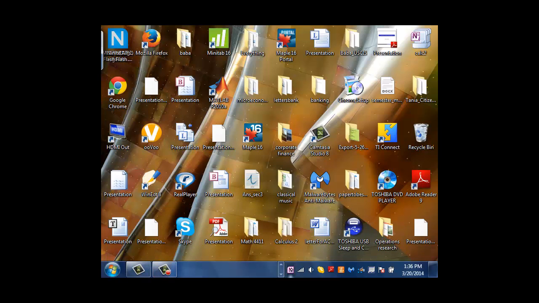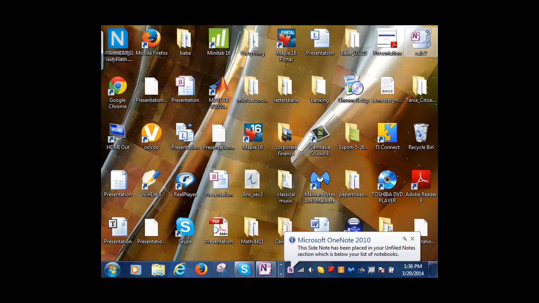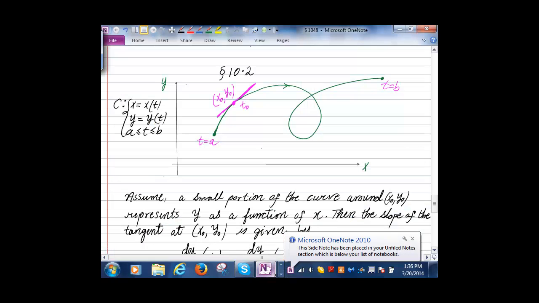Okay, so here's what we are going to do today. Where did my page go? Okay, we are going to start section 10.2. We won't be able to finish it, but we will have some start.